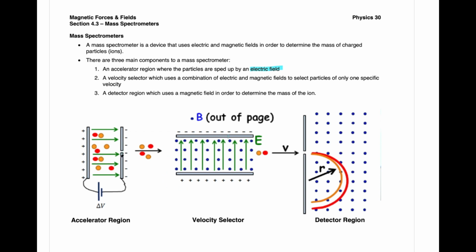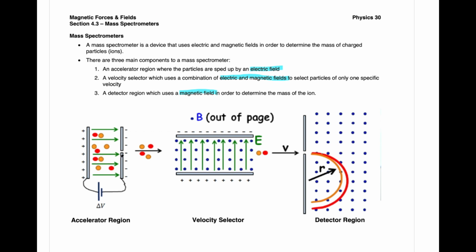The next one we have is our velocity selector. Now, the velocity selector has two fields, an electric and a magnetic field, and that's going to select particles that have only one very specific velocity. And the last one is going to be the detector region. That's in this region over here, and that's going to use a magnetic field in order to determine the mass of that particular ion.